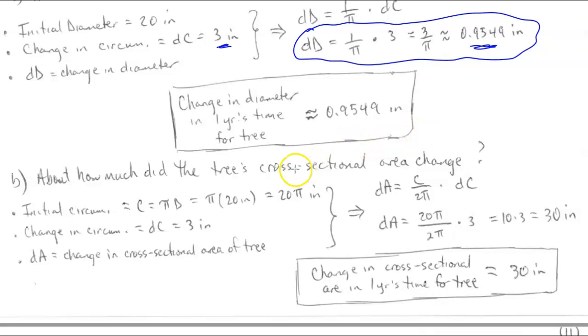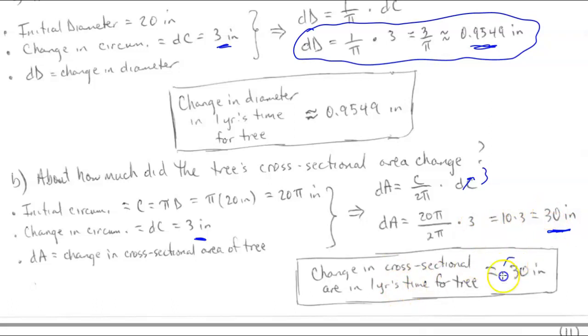And how much did the tree's cross-sectional area change? Well, we know again that the change in circumference was 3. So we just plug in 3 here. And remember, we said that the circumference when the diameter was 20 inches is just going to be 20 pi. And of course, that ends up being 30 inches there.